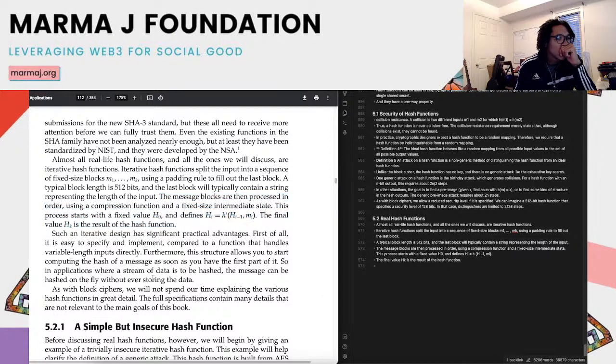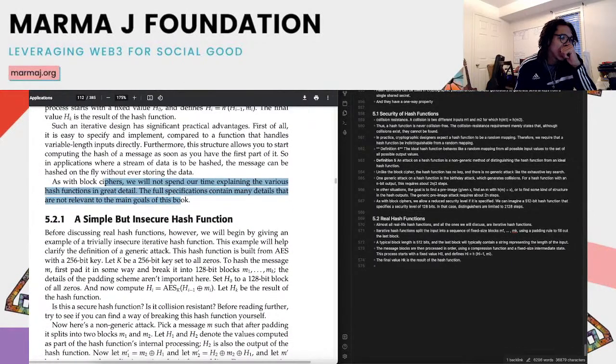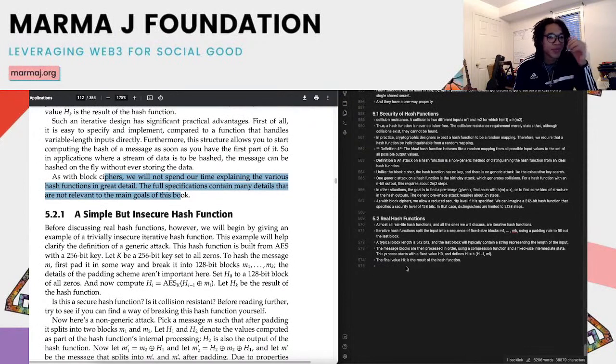As with block ciphers, we will not spend our time explaining the various hash functions in great detail. The full specifications contain many details that are not relevant to the main goals of this book.